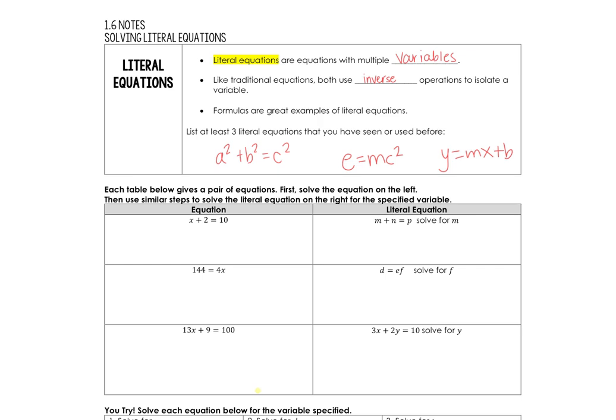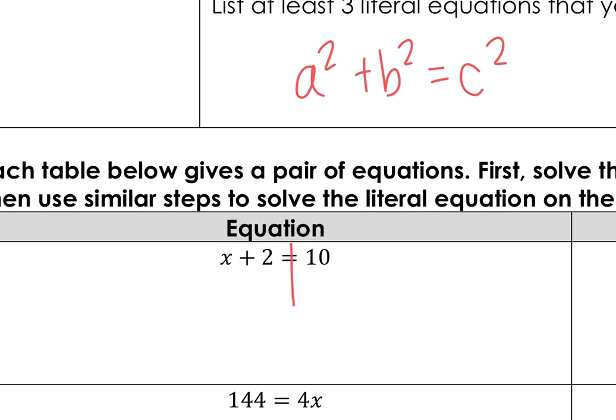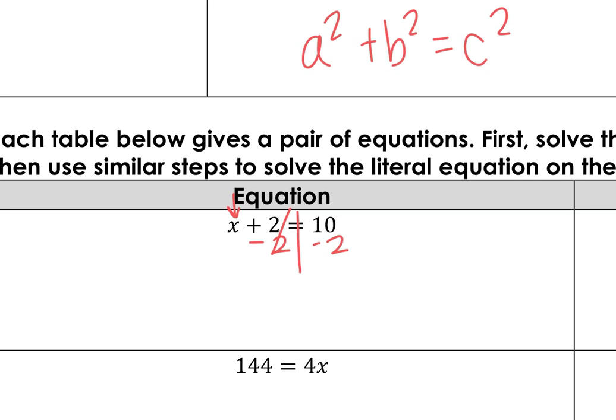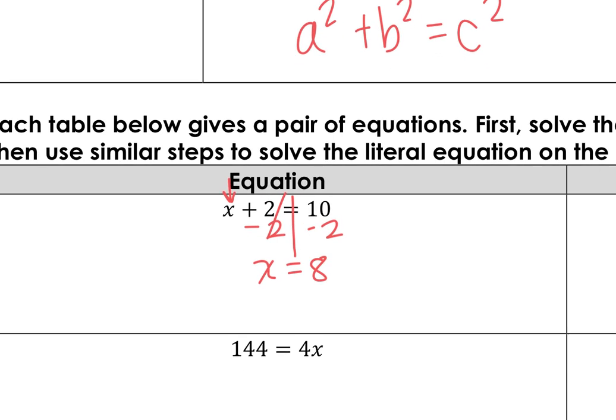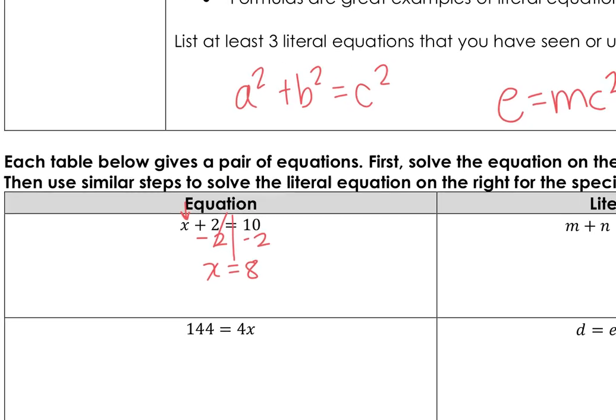So let's look at this first equation, which is x plus 2 is equal to 10. If I'm solving for x here, here's my x. I want to get x by itself. The only other thing over here on the left with x is plus 2. So how do I undo plus 2? All right, so I subtract 2 from both sides. X is equal to 8. So that's a traditional equation that you guys are very comfortable with solving.